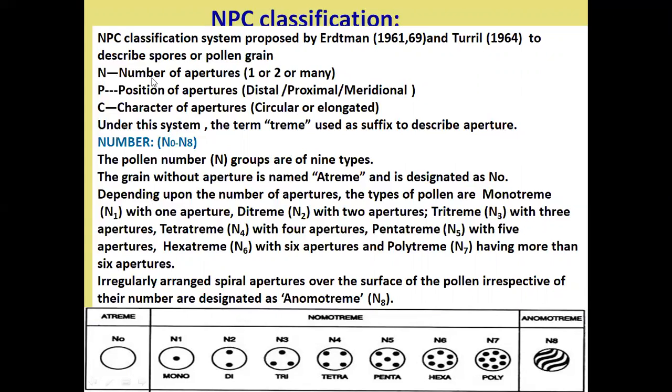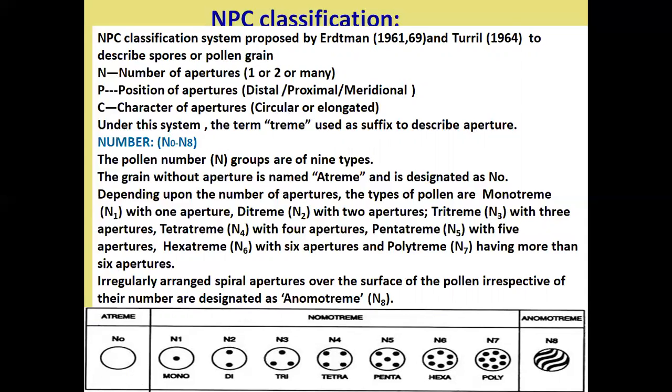So we can go for the aperture number N, aperture position P, and aperture character C. Number means one or two or many. Position means whether located distal or proximal or meridian. C means what type, whether it is circular or elongated. So first we go for number. Based on the aperture number, pollen grains are grouped into 9 types, that is N0 to N8.